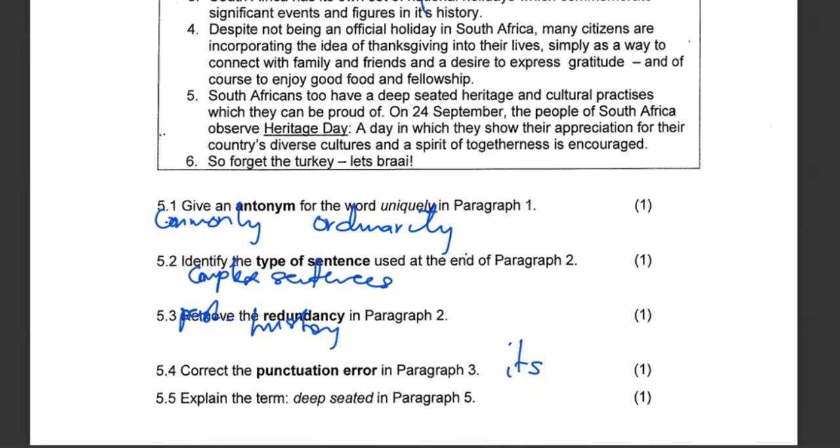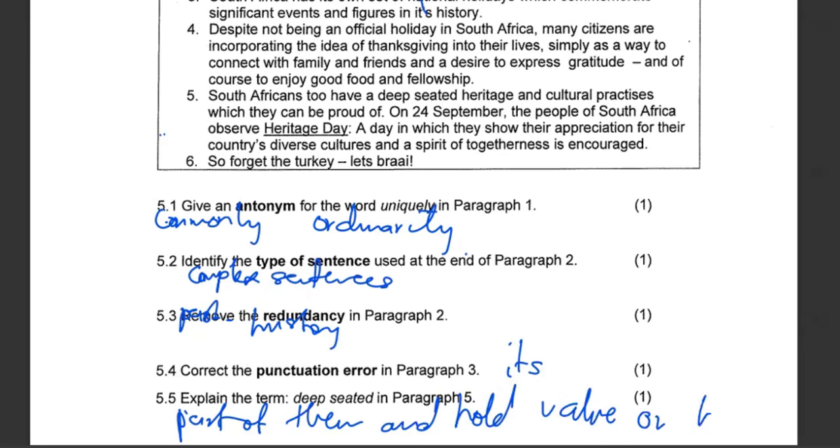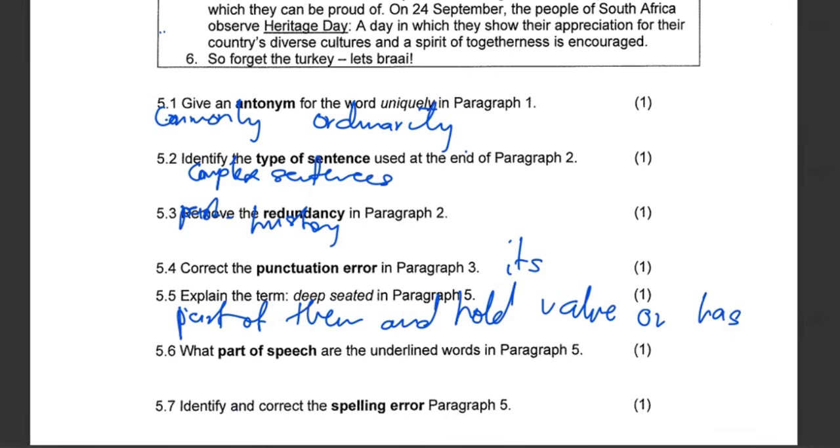Explain the term deep-seated in paragraph 5. South Africans too have a deep-seated heritage and cultural practices which they can be proud of. It says explain. Okay, it wasn't a synonym, so we just had to explain the term. I believe deep-seated means part of and holds value, or has a meaning. I believe that's what we mean. It has a meaning to them. And holds value, not hold.